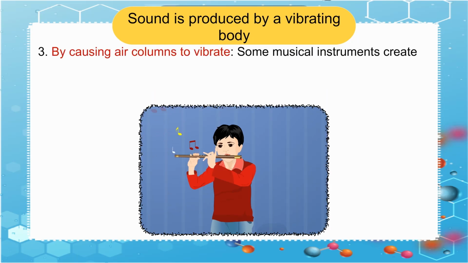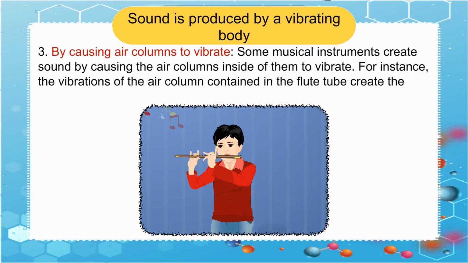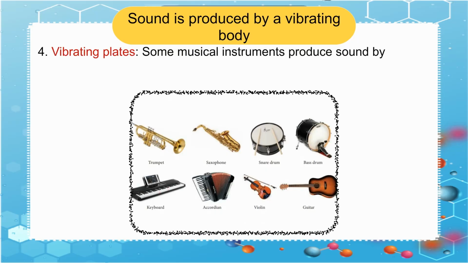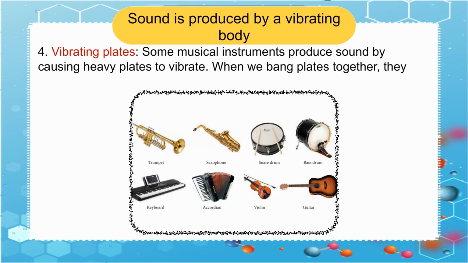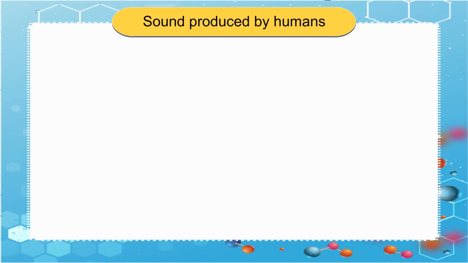3. By causing air columns to vibrate: some musical instruments create sound by causing the air columns inside of them to vibrate. For instance, the vibrations of the air column contained in the flute tube create the sound of a flute, bansuri. 4. Vibrating plates: some musical instruments produce sound by causing heavy plates to vibrate. When we bang plates together, they vibrate and make noise. Jaltarang, as an example.